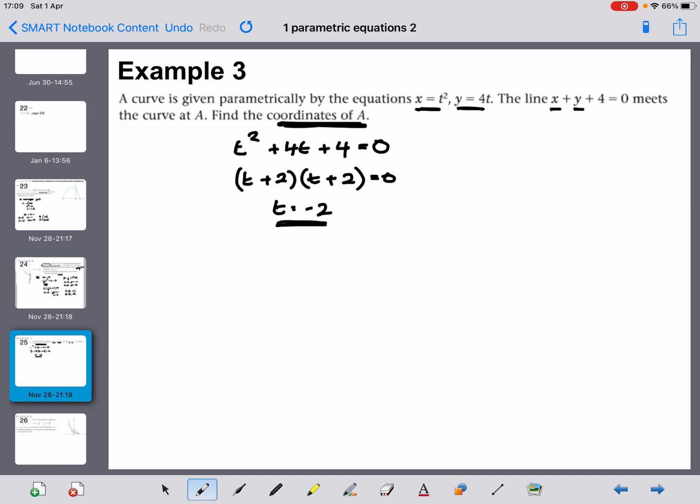So at t equals minus 2, x will be minus 2 squared, which is 4. And when t equals minus 2, y will be 4 times minus 2, which is minus 8. So the point of intersection will be (4, minus 8). And that's the coordinates of the point A.